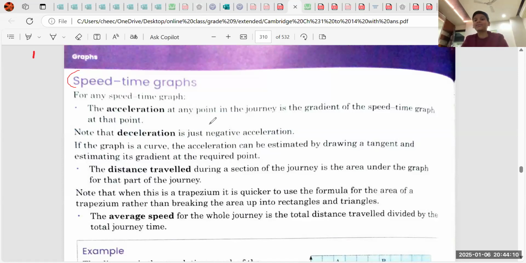The distance traveled during a section of the journey is the area under the graph for that part of the journey. Note that when this is a trapezium, it is quicker to use the formula for the area of a trapezium rather than breaking the area into rectangles and triangles. The average speed for the whole journey is the total distance traveled divided by the total journey time. So if you have a speed time graph and you find the area under the curve, you will get the distance traveled.